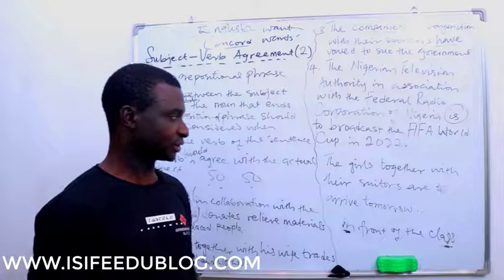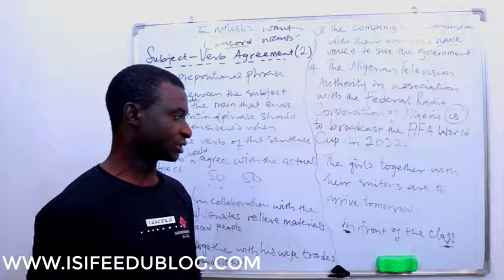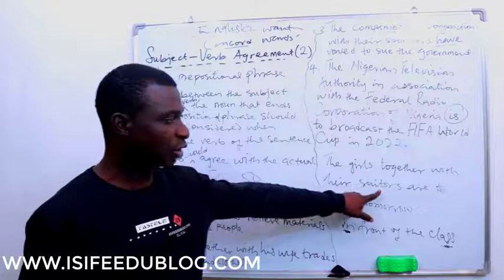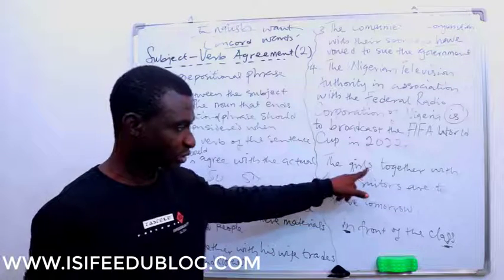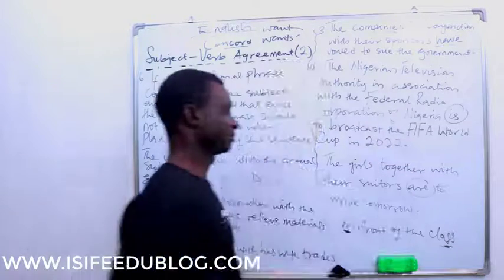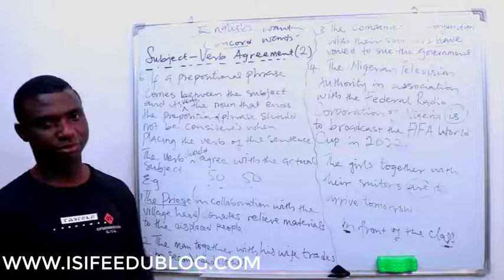Last but not least, the girls, together with their suitors, are to arrive tomorrow. Girls, not because of suitors. Because girls is plural, we use are. The girls are to arrive tomorrow.